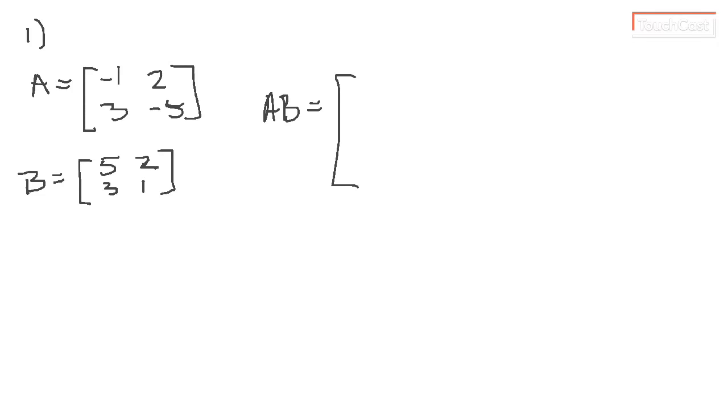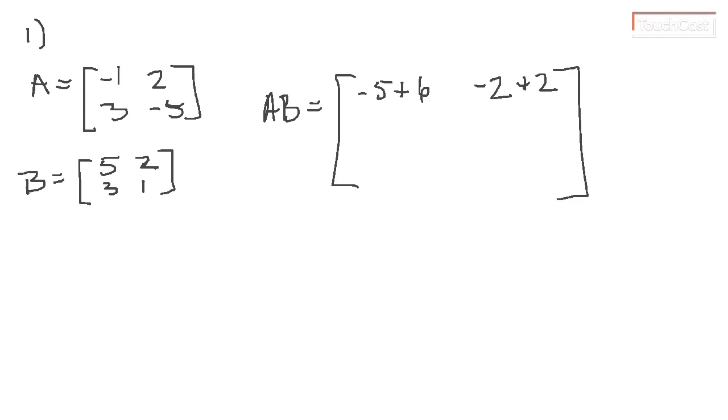So -1 times 5, that's -5. And then we add 2 times 3, which is 6. And then for the first row second element, we're going to take the first row of A, -1, and multiply it by the second column of B. So we go -1 times 2, get -2, and then we go 2 times 1, and we get 2.